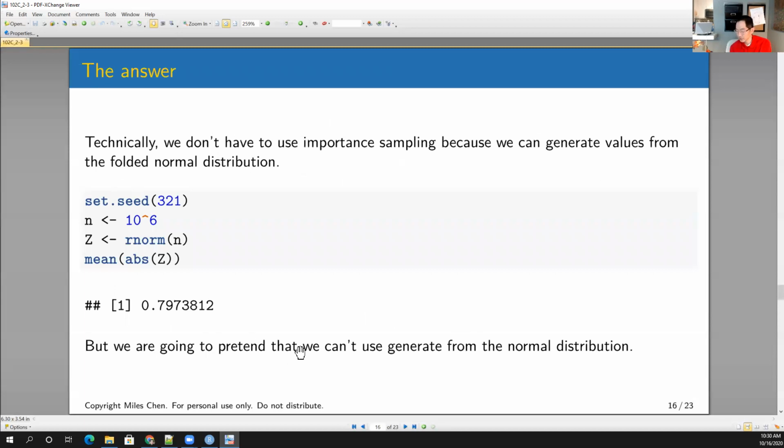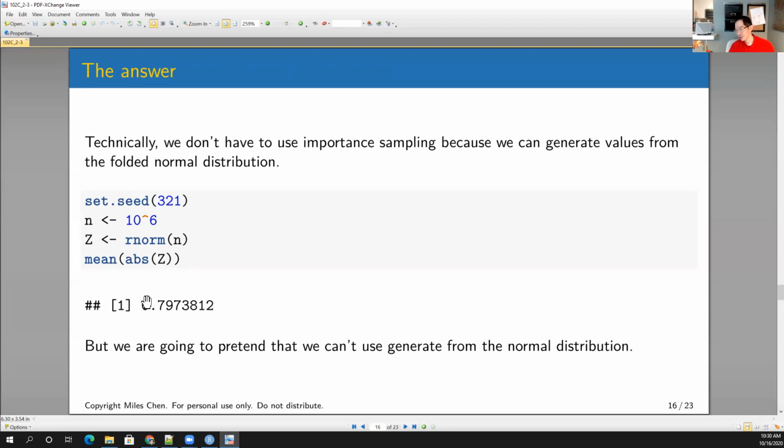So again, it's a contrived scenario because technically we don't have to use importance sampling. We can estimate it directly. I can just generate a million values from the normal distribution, I'm going to get z. I can take the absolute value of z, and I can say, what's the mean of that?